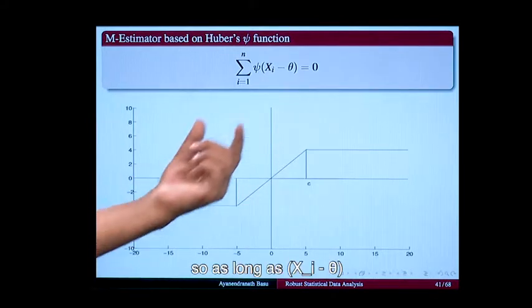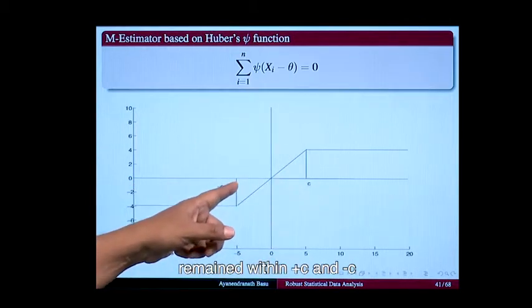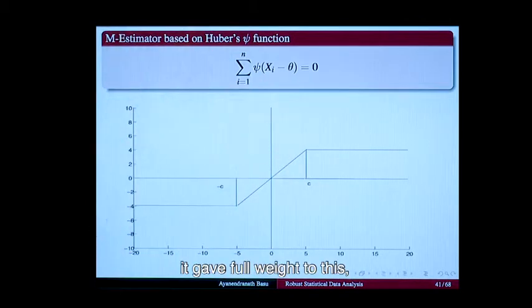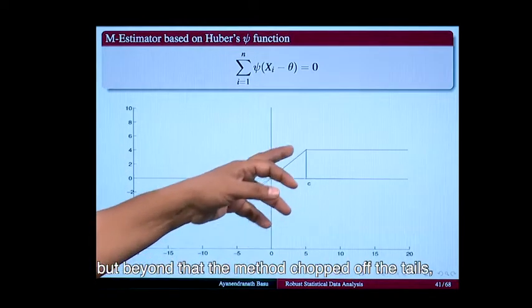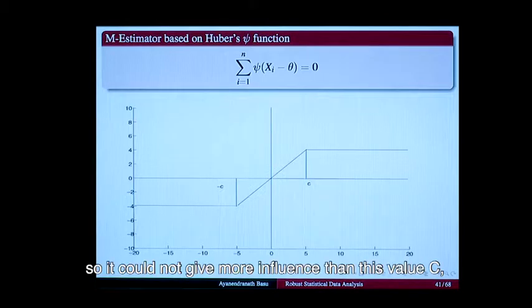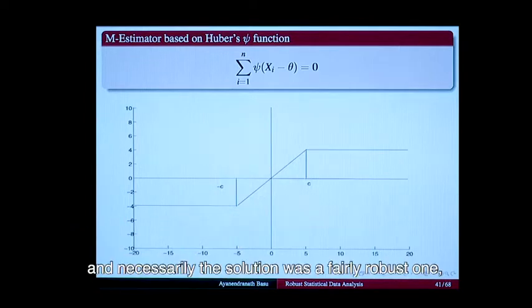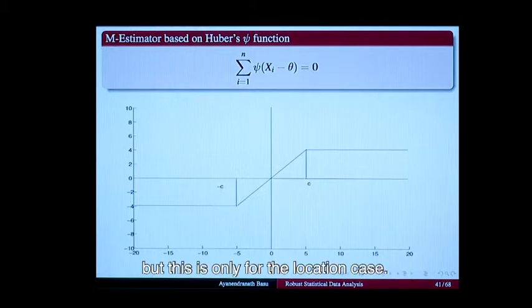So, as long as xi minus theta remained within plus c and minus c, it gave full weight to this, but beyond that the method chopped off the tails. So, it could not give more influence than this value c, and necessarily the solution was a fairly robust one. But this is only for the location case.